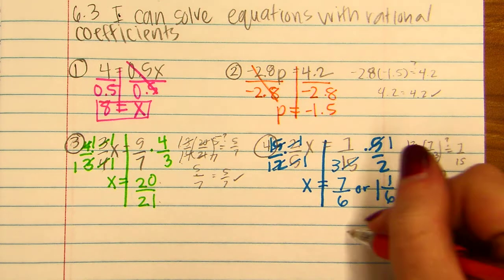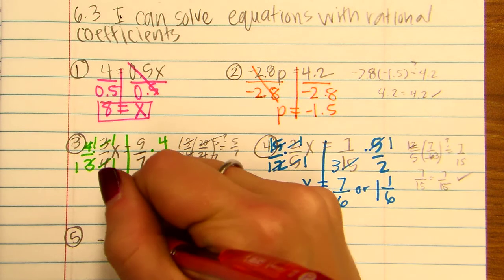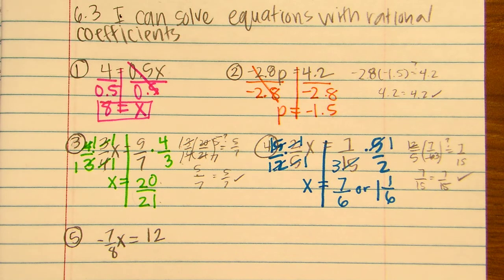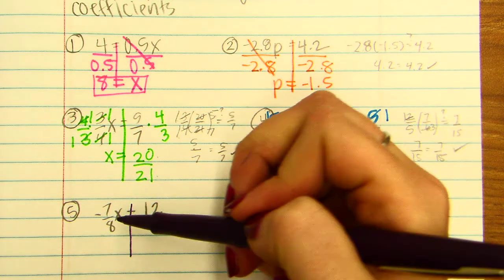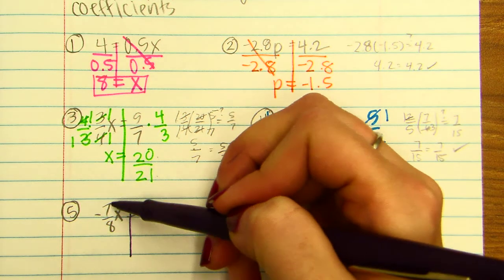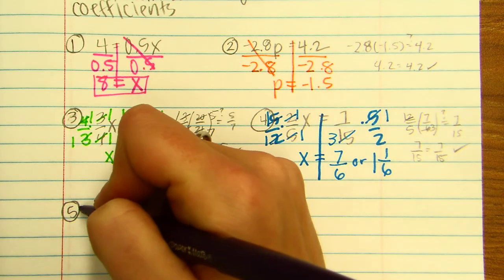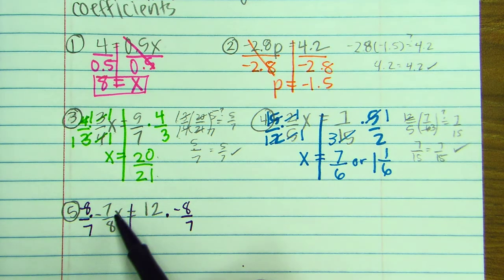We're just going to do one more. Example 5 will be negative 7/8 x equals 12. And so I'll start by drawing a line down the equal sign. And then I need to get x by itself. The x is being multiplied by negative 7/8, so I need to divide. And when I divide fractions, I flip and multiply. And I'm going to flip and multiply by a negative 8 over 7. That way, when I'm done, I'll have a positive 1x, and I'll just have the x by itself, because a negative times a negative is a positive.